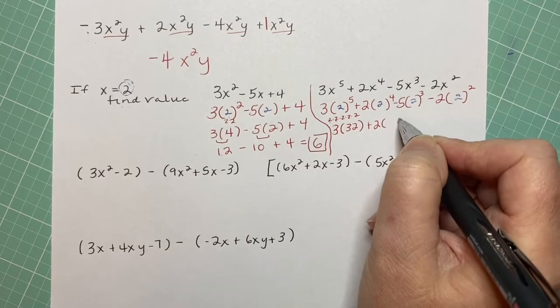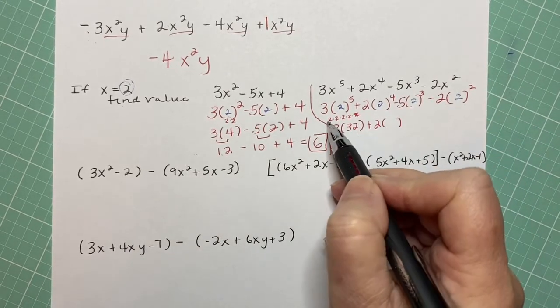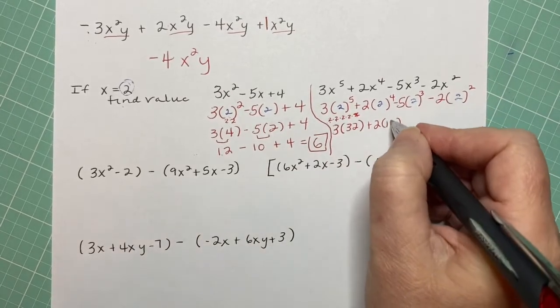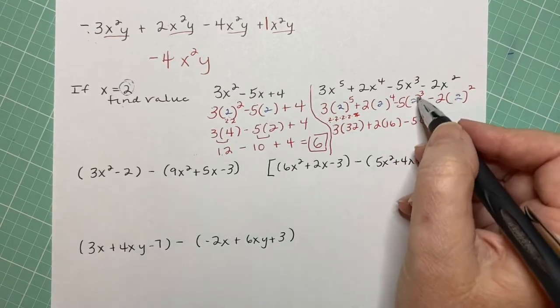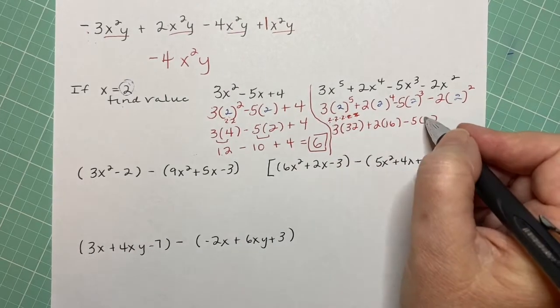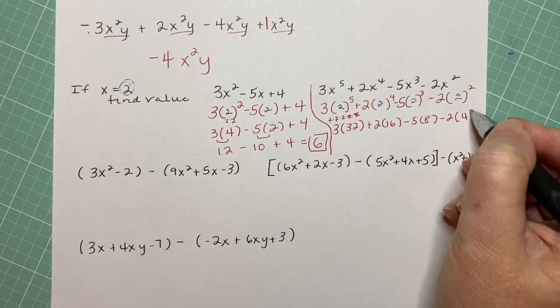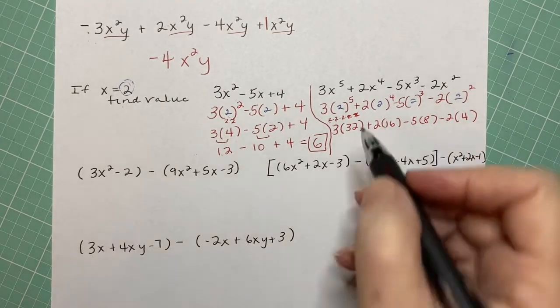And then we have plus 2 times 2 to the 4th, so that's 4 of them, so let's just mark one out. 2 times 2 is 4, times 2 is 8, times 2 is 16. And then I have a minus 5 with a 2 to the third. So let's mark another one out. 2 times 2 is 4, times 2 is 8, and then a minus 2 squared is 4. So I went through and did all my exponents.